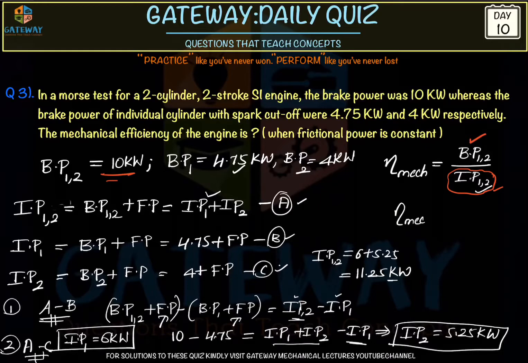Then our mechanical efficiency of the engine can be written as the brake power for both the engines, which was given as 10 kilowatts, upon the IP, which is 11.25, into 100, and that comes out to be 88.88%. Right, and that is our final answer for the given question.